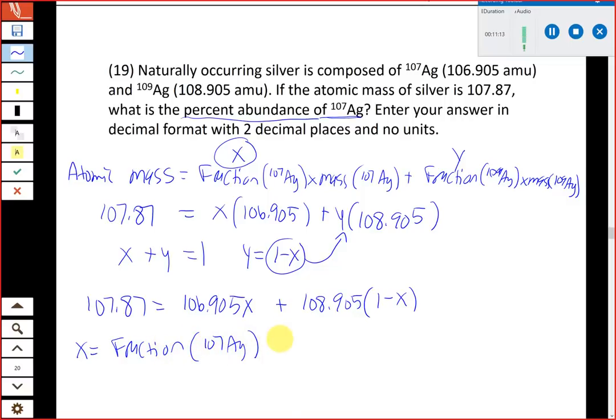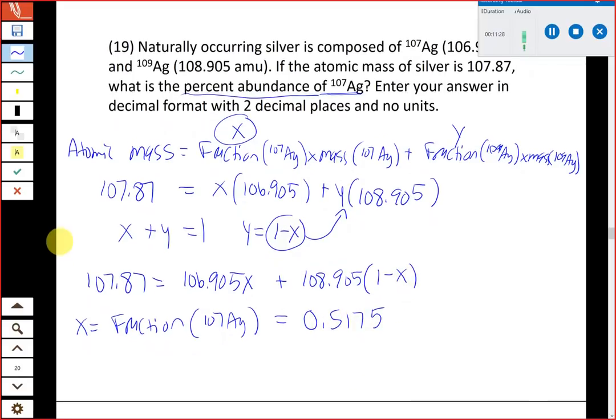Now you do want to be careful when you're reporting answers here. Make sure you read the problem closely and look at if we're looking for the fraction or the percent. Here we're looking for the percent abundance, so we're going to get the fraction initially of 0.5175 when we solve the equation above for x. That's the fractional abundance. We want the percent abundance, and so anytime we ask for percent, it's going to be fraction times 100.